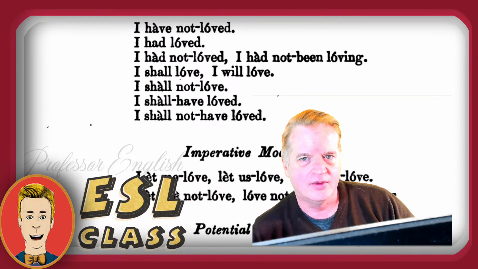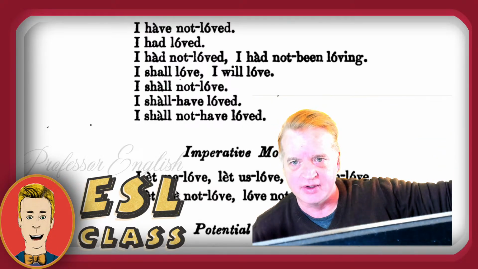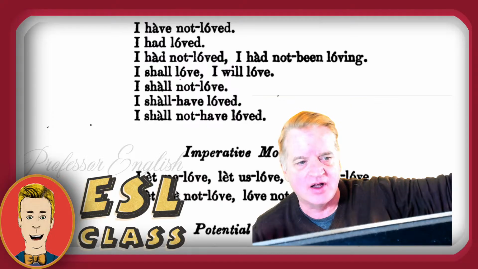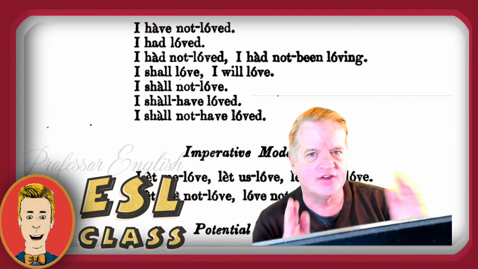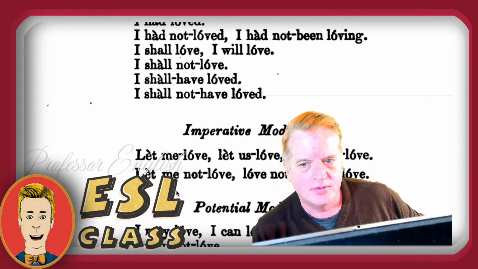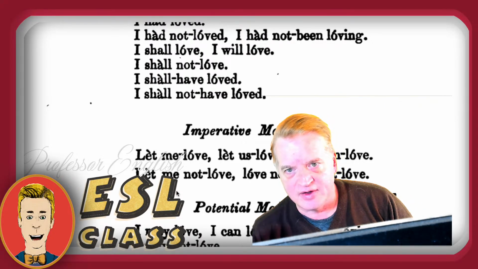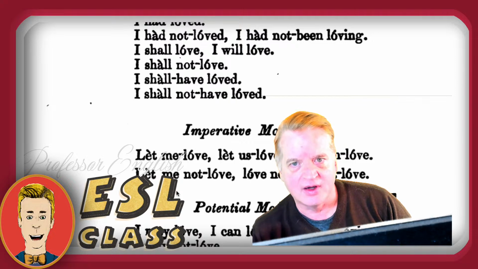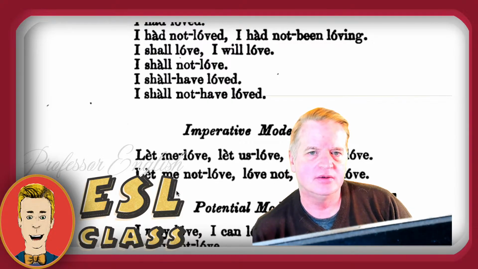How about the next one? I'd loved. So that's I had, but it could also be I'd. It doesn't matter here. You could make it one word. I'd loved. So that's small, big, small, big. How about the next line? I had not loved. I had not loved.